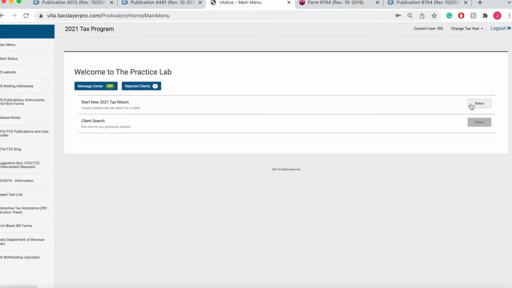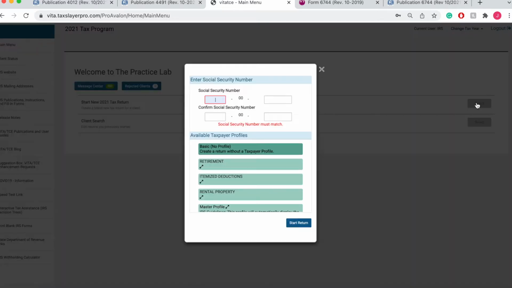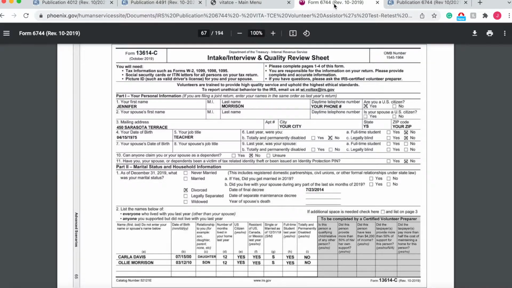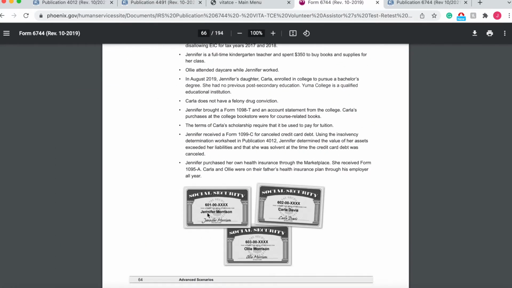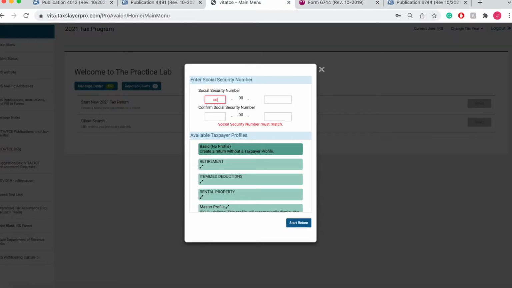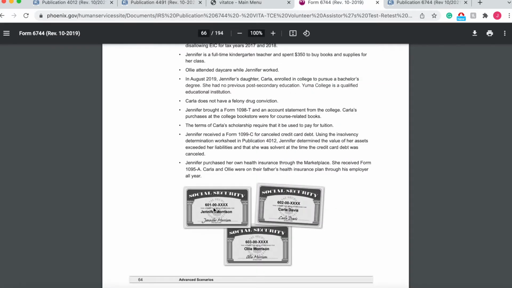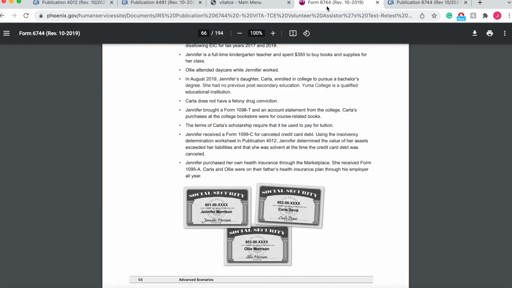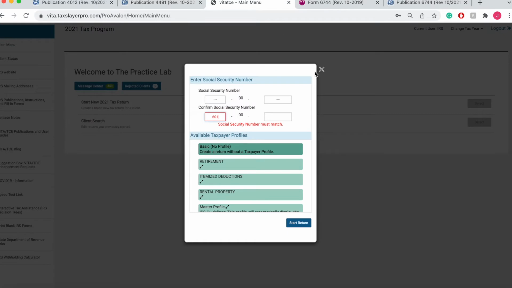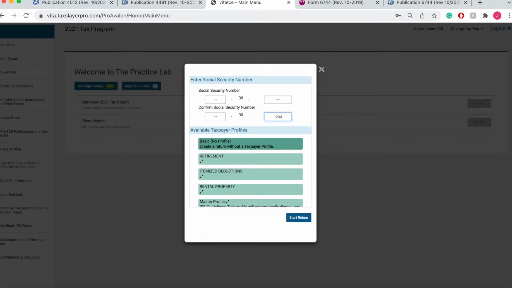So the first thing we have to do is, once you log in to the TaxSlayer Practice Lab, you have to select that you want to start a new tax return. And so now I'm going to have to come back over here and enter Jennifer's social security number because that is the person that we are doing this for. I'll just put some random numbers in here at the end: 601-00-1234.